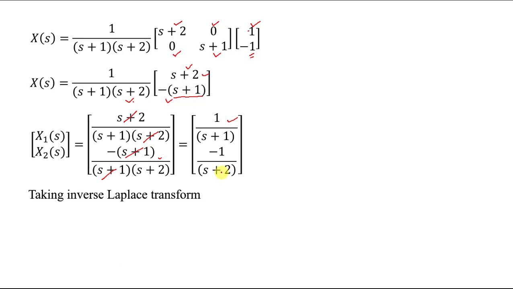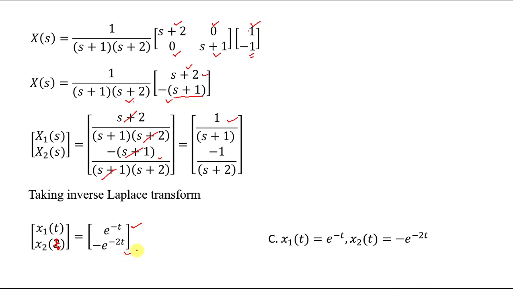Clearly, by taking the inverse Laplace transformation, x1(t) equals e to the power minus t, and x2(t) equals minus e to the power minus 2t. So option C is correct: x1(t) equals e to the power minus t and x2(t) equals minus e to the power minus 2t.